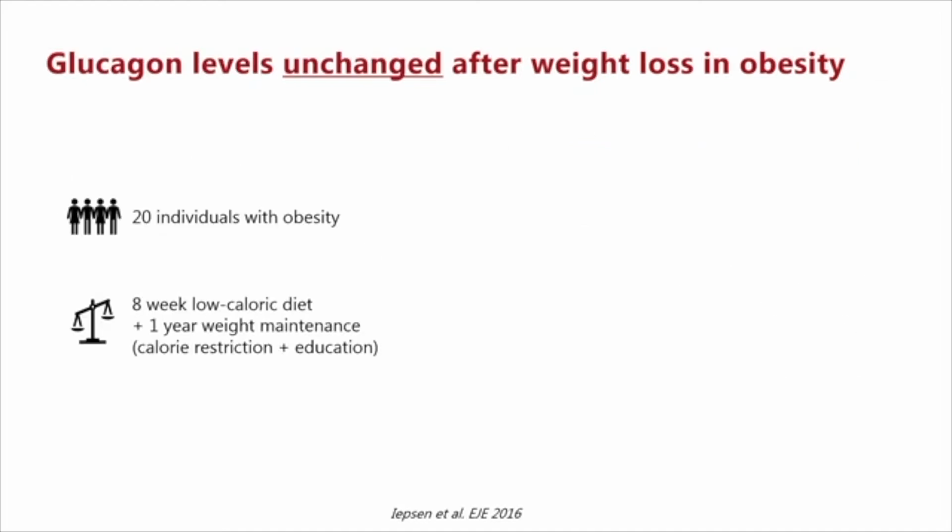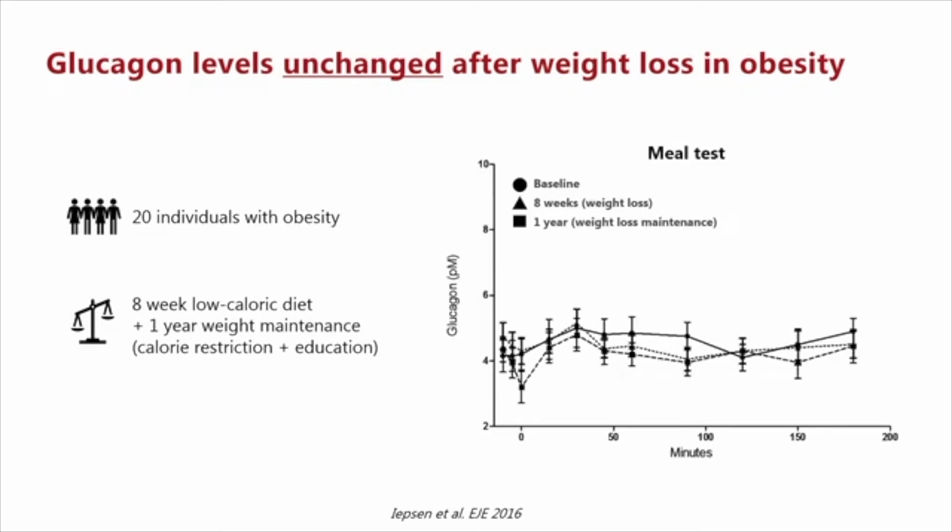And then we have another study, in 20 individuals with obesity, all participating in a low-caloric diet intervention followed by a weight maintenance period. And here there was no difference in the glucagon levels before and after the initial weight loss for 8 weeks and after 1 year. So very different results, which may, of course, be based on different populations and maybe also show how difficult it is to measure glucagon in the different populations.